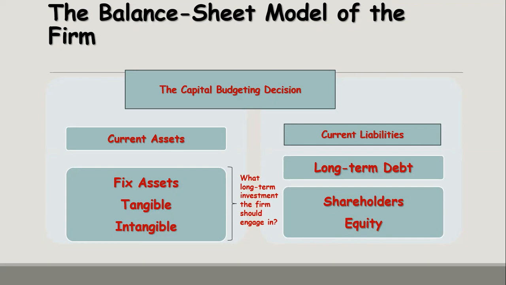Tangible also includes immovable assets like land and building. Whereas intangible is related with goodwill, any licenses, software. These are the requirements. So, the business has to decide which type of investments the business concern or the firm should engage in.